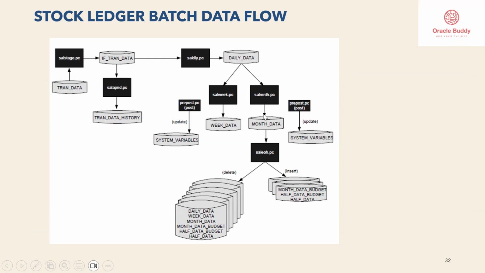and post it into month data. And these are the pre-post tables which update the system variables. And the last one is SC SAL week sales half batch. What it will do is delete the data from daily data, week data, month data, budget and half data, and insert into month data, budget, and half data tables.